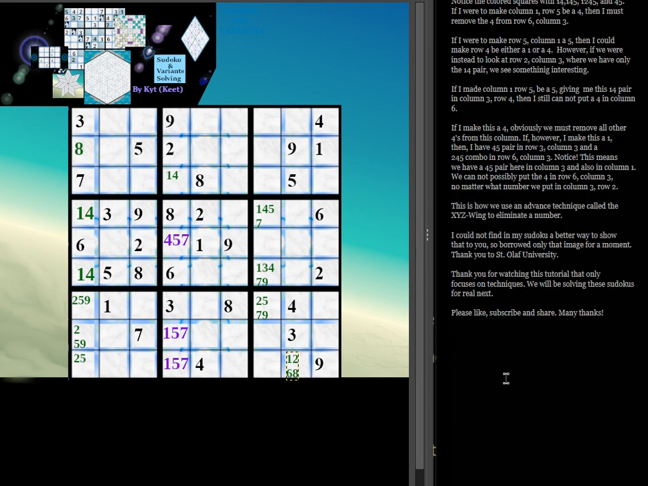Okay, I could not find in my Sudoku a better way to show that to you, so I borrowed only that image for a moment. Thank you to St. Olaf University, or they call it college.